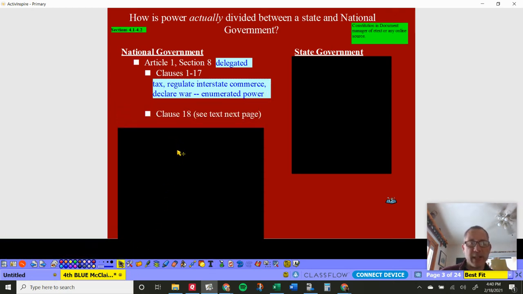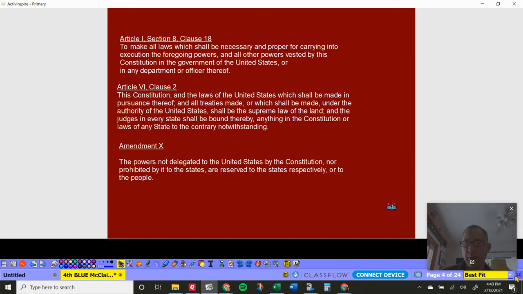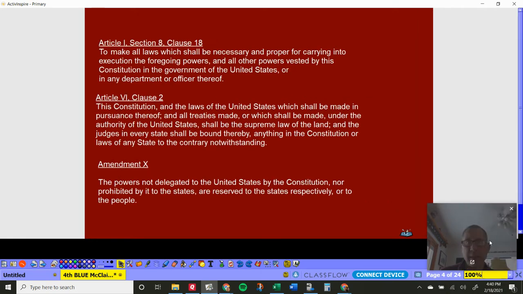I probably should have made this an Edpuzzle. But anyway, lucky for you, I'm not going to do that. In Clause 18, I have the text on the next page because it's really kind of important. Let me make this a little bigger. That wasn't a lot bigger, but here it is, Clause 18. So it says Congress shall have the power to tax, to declare war. Then you get to this one, and it says to make all laws which shall be necessary and proper for carrying into execution the foregoing powers and all other powers vested by this Constitution in the government of the United States, or in any department or officer thereof.